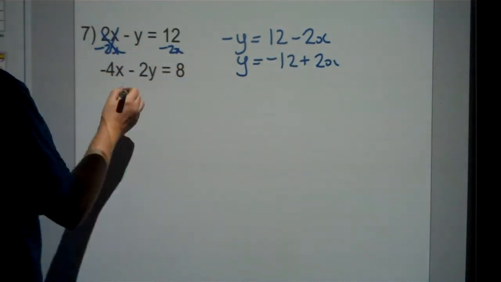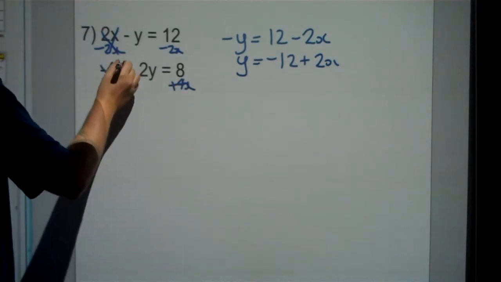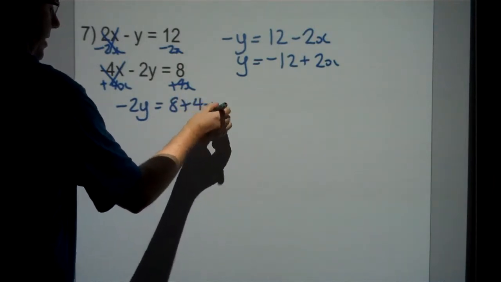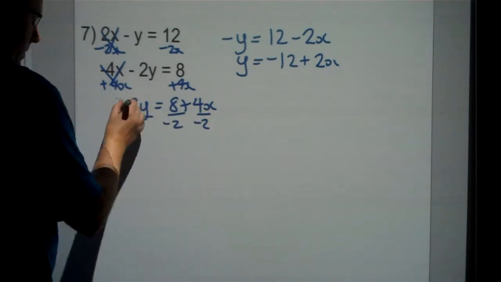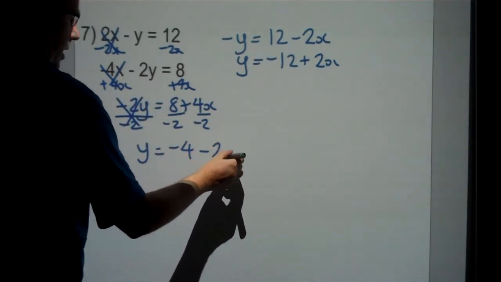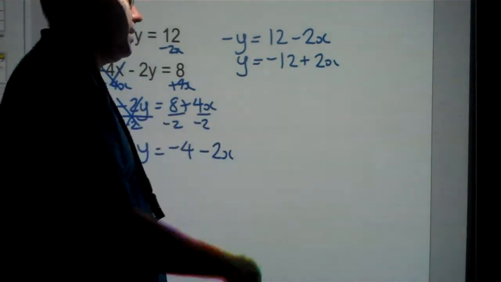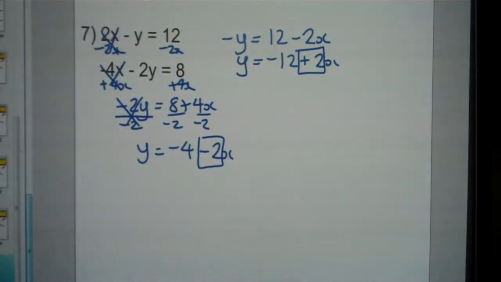Now if I rearrange this one, if I add 4x to both sides, I get negative 2y equals 8 plus 4x. Divide throughout by negative 2. I get y equals negative 4 minus 2x. Now we've got to be careful on this one that we don't say that these are parallel. This one's a slope of positive 2. This one is a slope of negative 2. So they're not parallel, they're not the same.